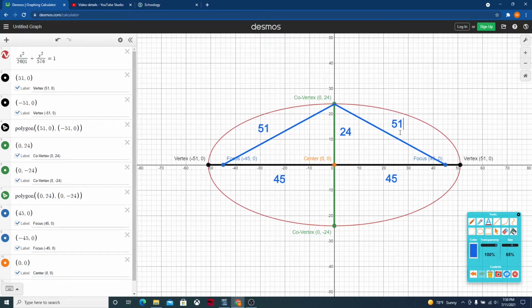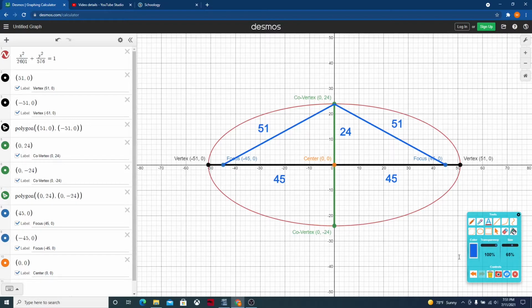So in other words, within this ellipse is an isosceles triangle. The isosceles triangle has a base of 90, which is 45 plus 45, and the sides of the isosceles triangle are each 51, the congruent sides of the isosceles triangle. Now altogether, that means that this isosceles triangle has a perimeter of 90 plus 102, which is 192. The perimeter of this triangle is 192.